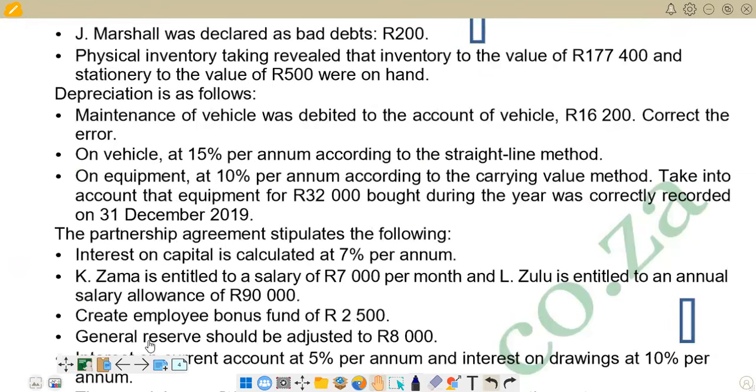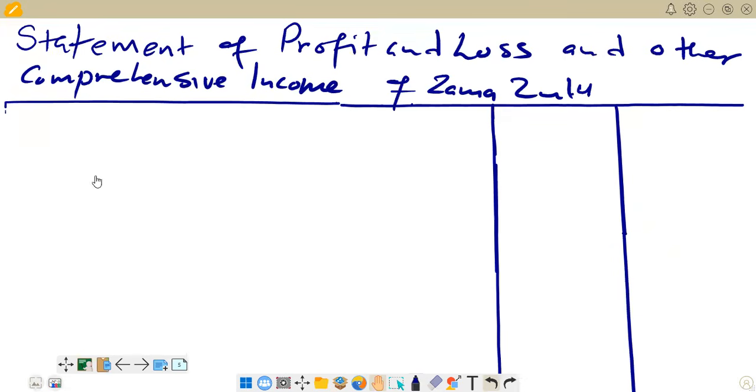So we have our statement of profit and loss that we would want to fill in. This is the statement of profit and loss and other comprehensive income for Zama Zulu. On this statement, we are going to start with the sales. Remember, sales is the one that we start with. On the sales, we put the net sales figure in this column, in the sense that we subtract the trade allowances, which are going to reduce the sales figure.